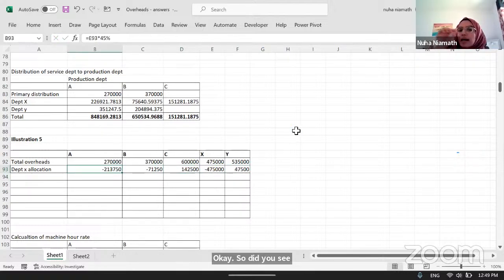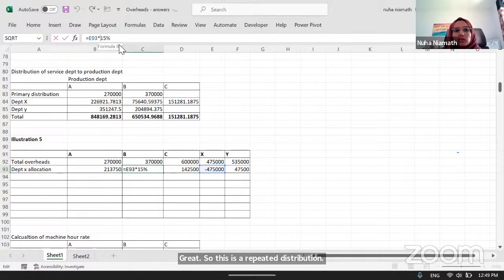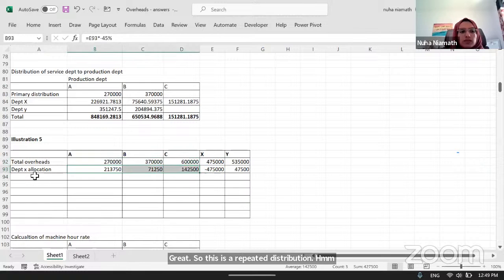I am directly allocating it to A, B, C, and Y. I'm not finding out separate amounts of X and Y and then distributing. Right? So this is the repeated distribution method. So this is being distributed in the percentages given in the question.